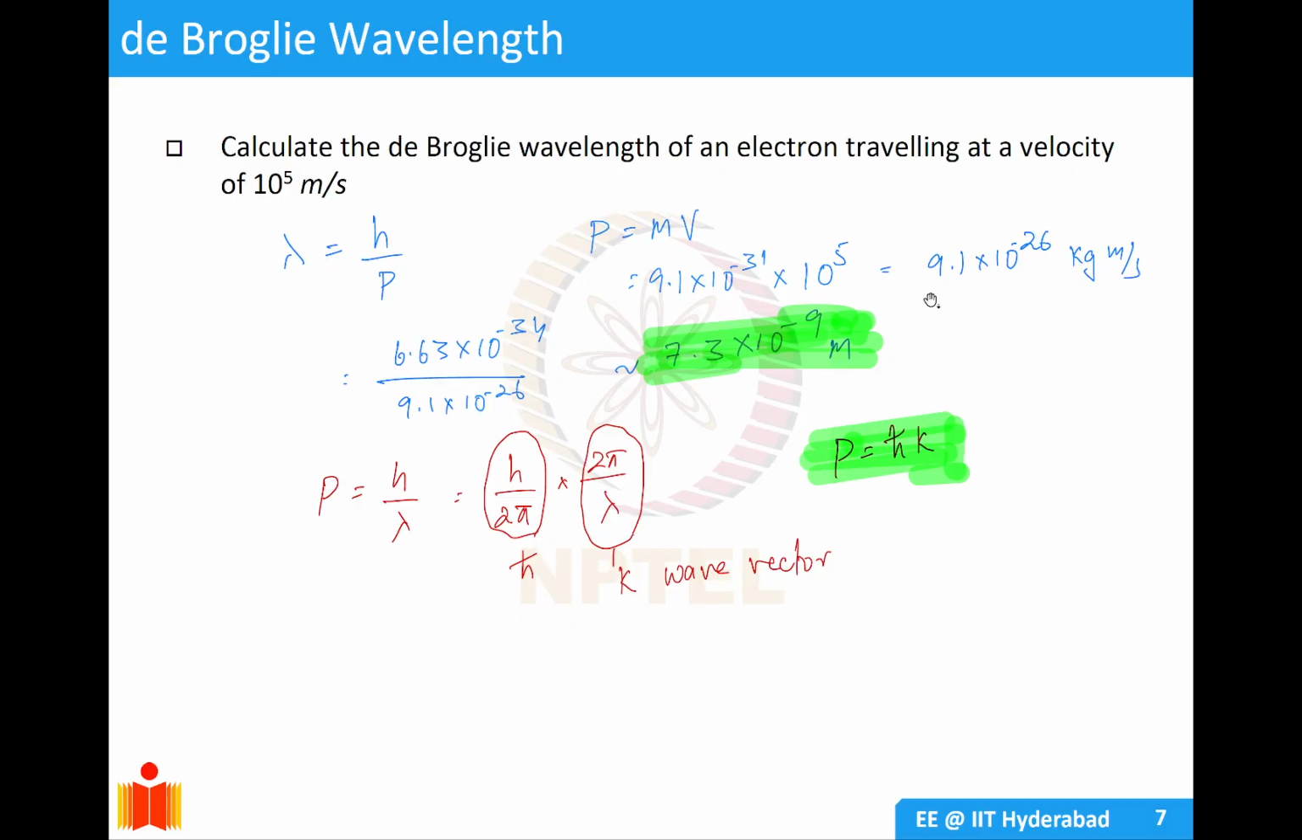So this is an example where you are calculating the de Broglie wavelength of an electron traveling at a velocity of 10 raised to the power 5 meters per second. So first you calculate the momentum of this particle. We know the momentum is given by mass into velocity. We know the rest mass of an electron is 9.1 into 10 to the minus 31, and velocity is 10 to the power 5. So you multiply it, and you will get 9.1 into 10 to the minus 26 kg meter per second.